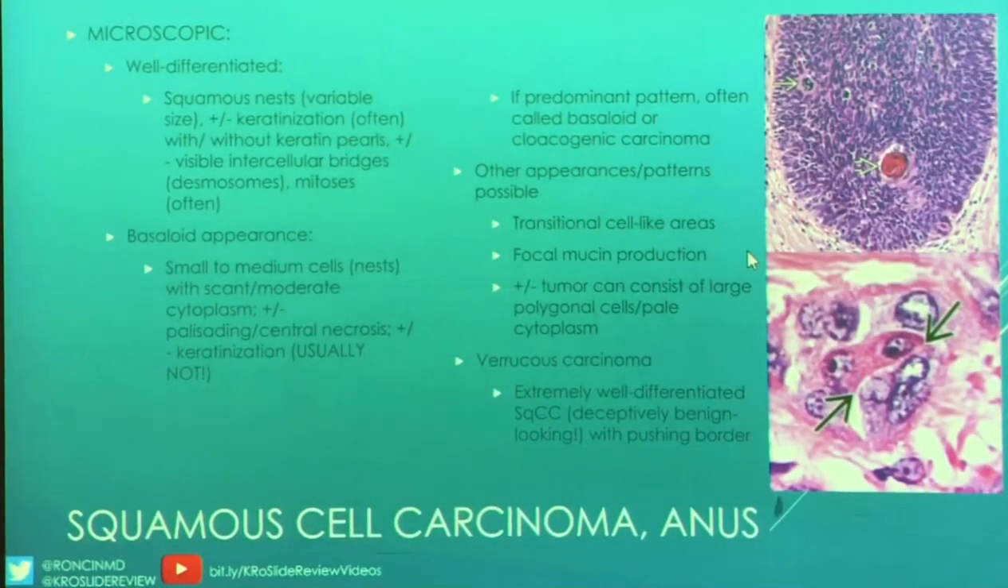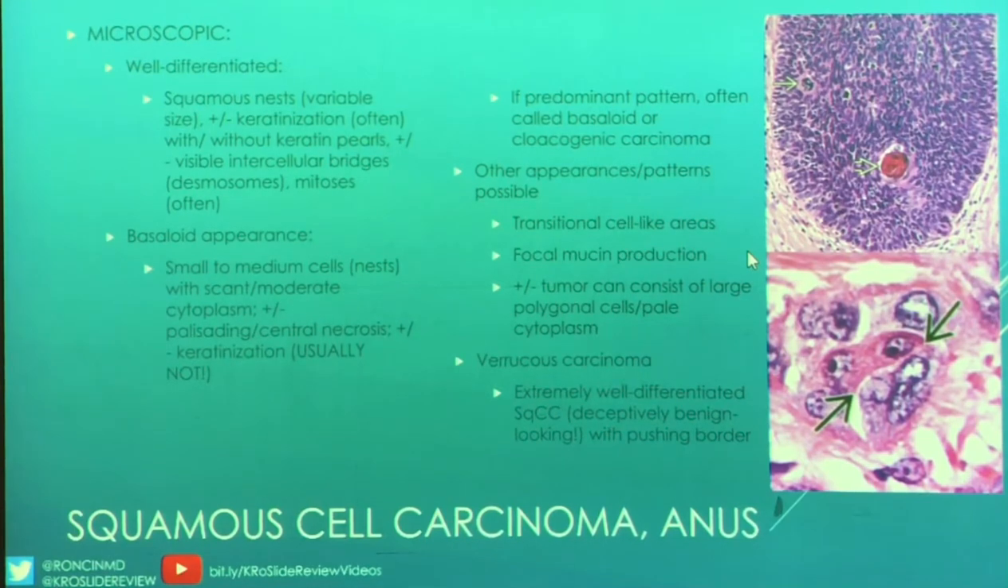So microscopically, well-differentiated, again, we associate with well-developed squamous nests of any size really, and they may or may not be keratinized, but they often are, and they often have those keratin pearls. And as we saw in our case, you can sometimes see those intracellular bridges, which are your desmosomes, those little spiky projections, which is all your keratinocytes holding hands so that they don't fall apart. And you often have mitotic activity.